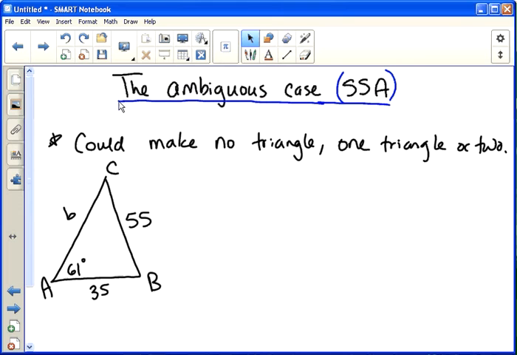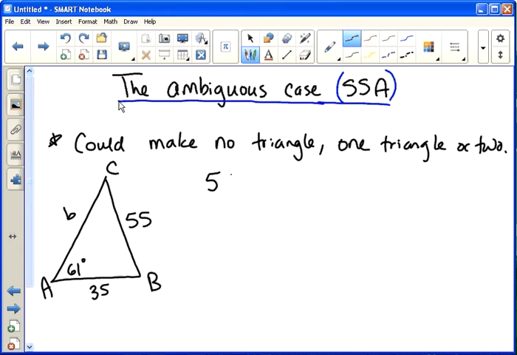So let's examine this and see if we can figure out this particular one. We're going to look at one of each of those scenarios, but you won't know which is which until we solve it. So let me set up what we have. Side A is 55. I know it's side A because it's opposite angle A.